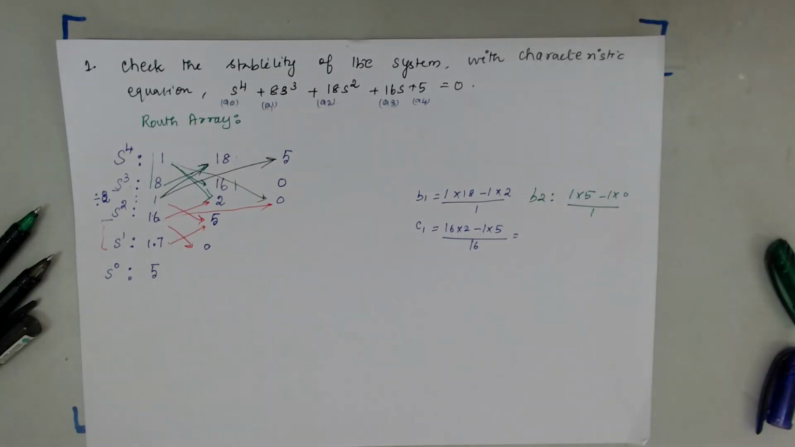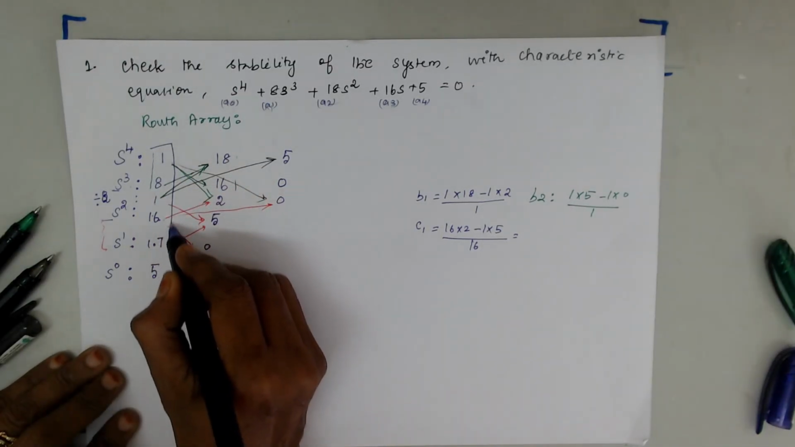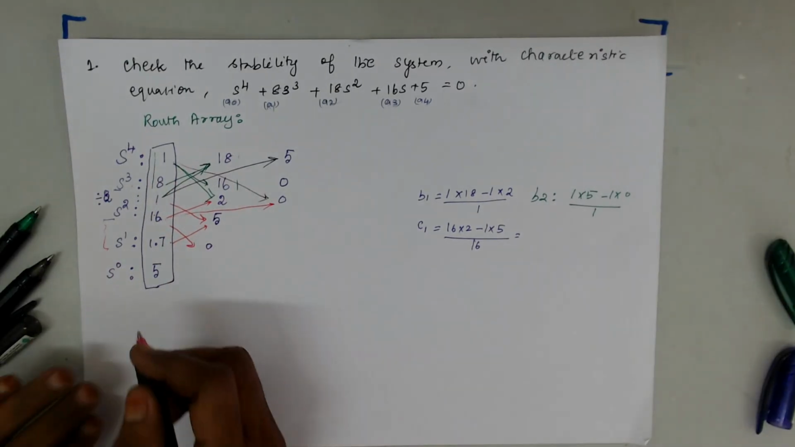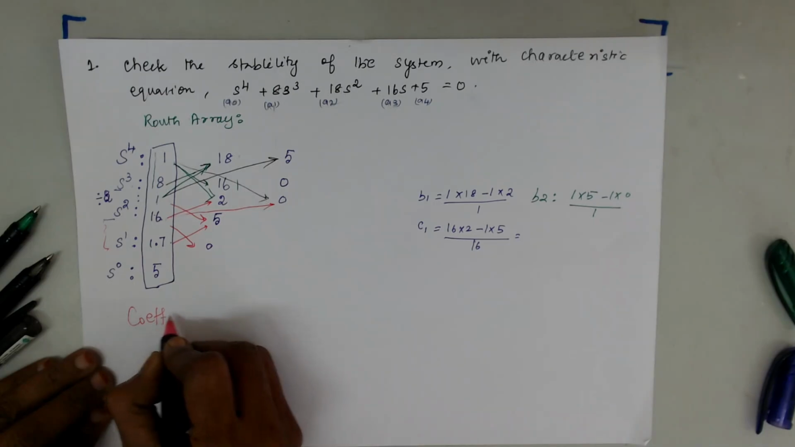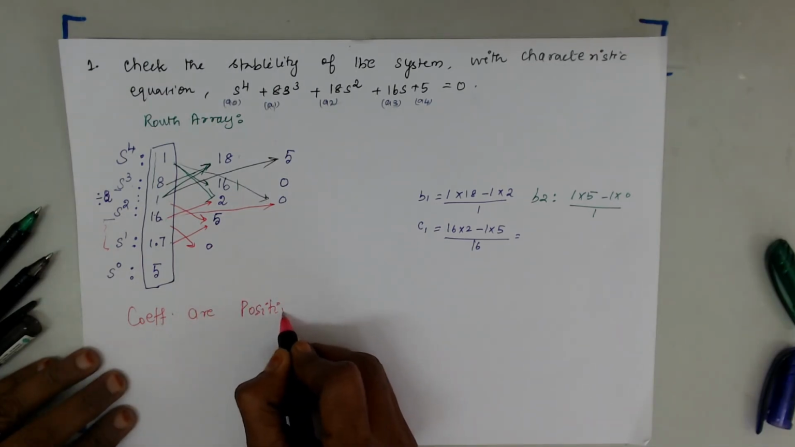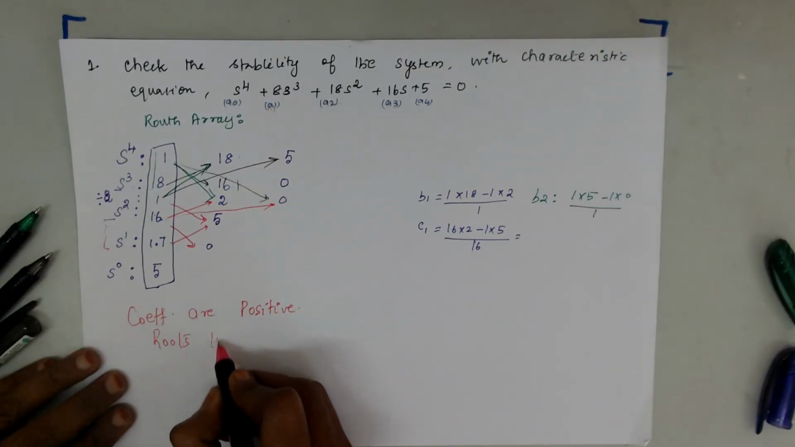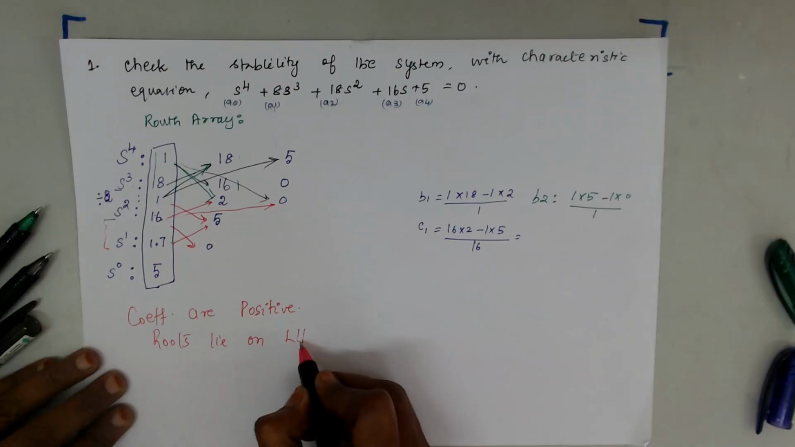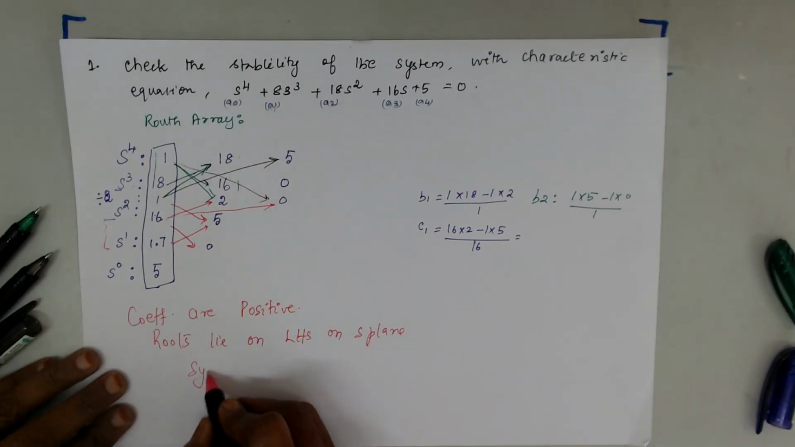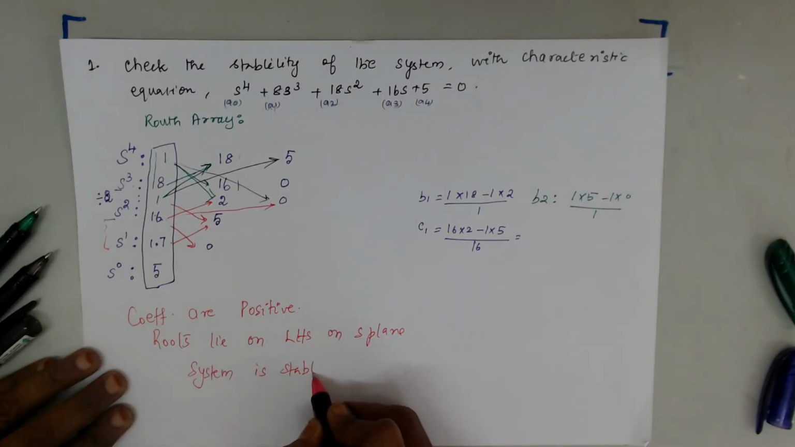Now we need to analyze the first column of the Routh array. So this is the first column. Analyze this first column. Here we can see that all the coefficients are positive. All the coefficients in the first column of the Routh array are positive. Hence the roots lie on the left hand side of the S plane. Hence the system is stable.